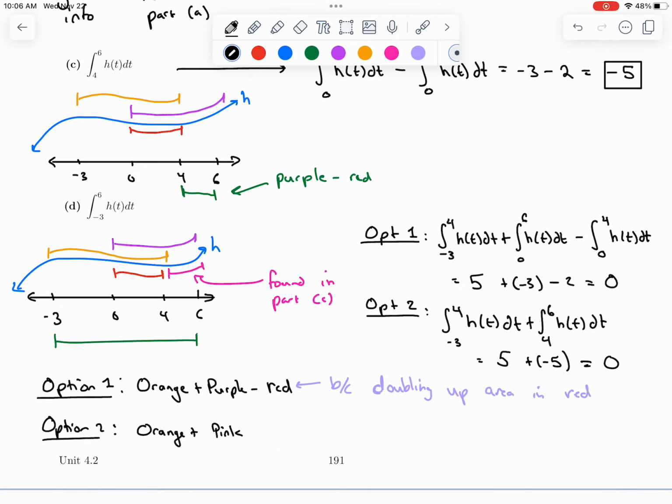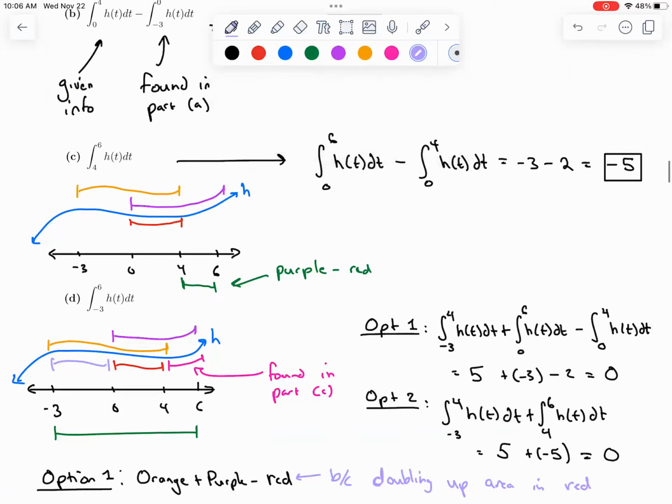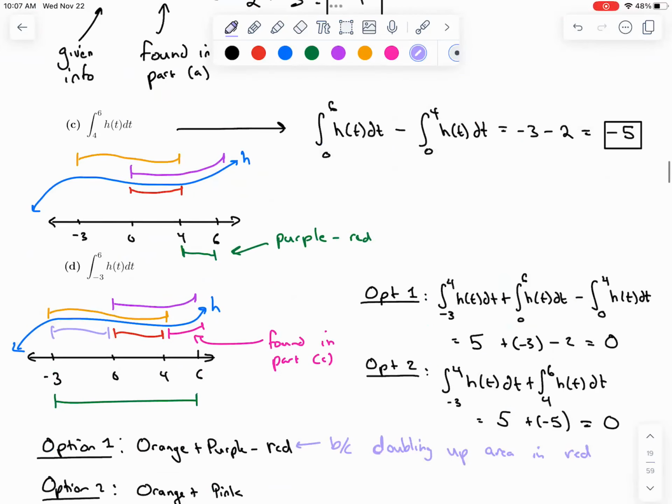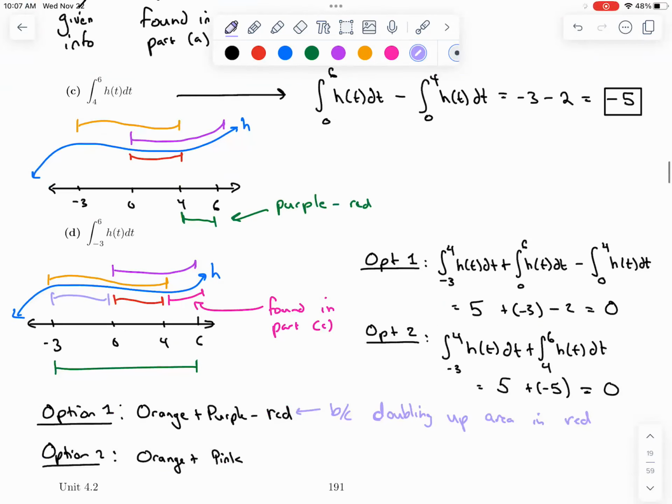We learned from the previous one, from part A, the integral from -3 to 0. In part A, we learned this piece in light purple. So you could do light purple plus purple to do it as well. Light purple was 3. Purple is -3. 3 plus -3 is 0. Once again, another way to do it.